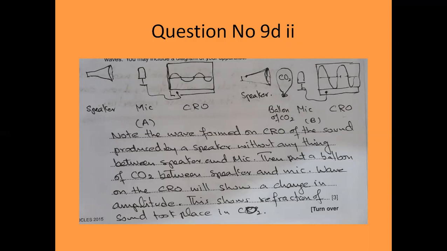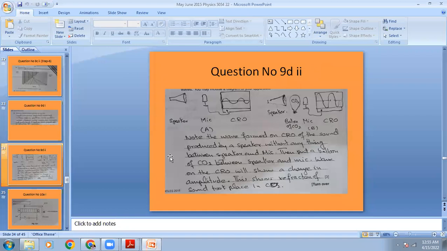So note the wave formed on the CRO of the sound produced by a speaker without anything between speaker and the mic. Then put a balloon of carbon dioxide between speaker and the mic. The wave on the CRO will show a change in amplitude. This shows refraction of the sound took place in CO2. Hopefully you understand.